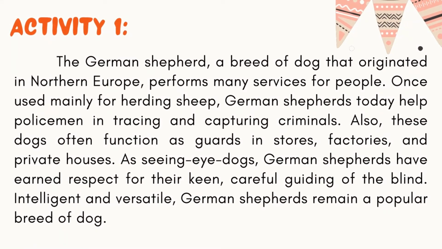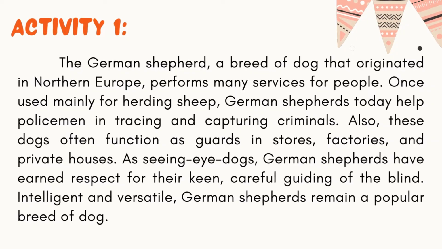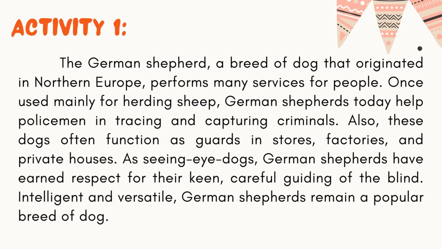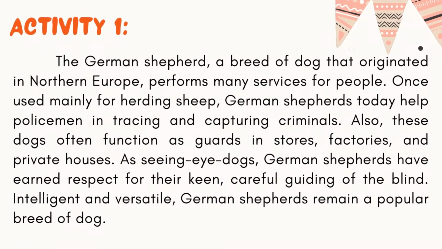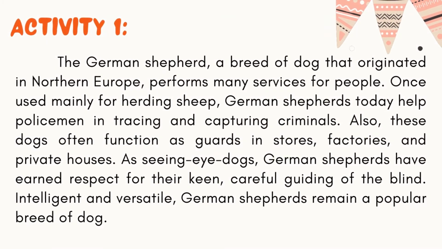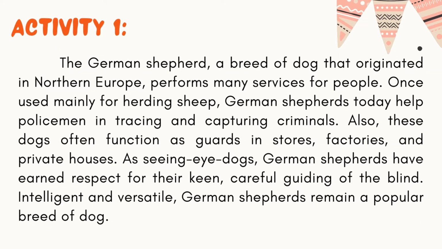The German Shepherd, a breed of dog that originated in Northern Europe, performs many services for people. Once used mainly for herding sheep, German Shepherds today help policemen in tracing and capturing criminals. Also, these dogs often function as guards in stores, factories, and private houses. As seeing eye dogs, German Shepherds have earned respect for their keen, careful guiding of the blind. Intelligent and versatile, German Shepherds remain a popular breed of dog.